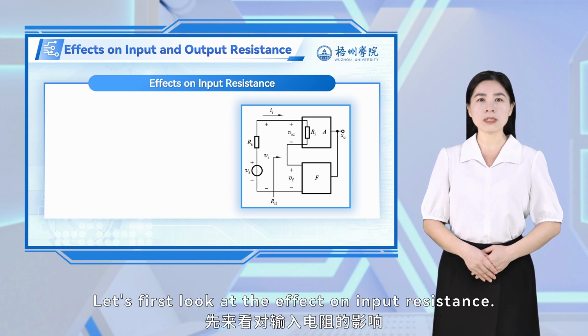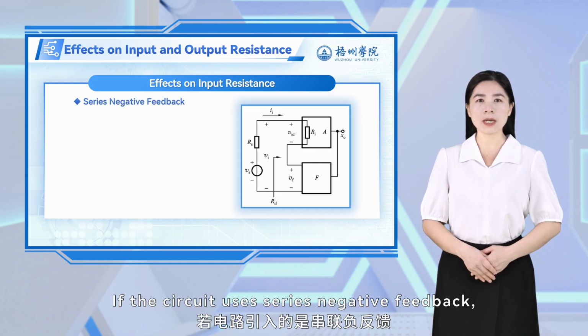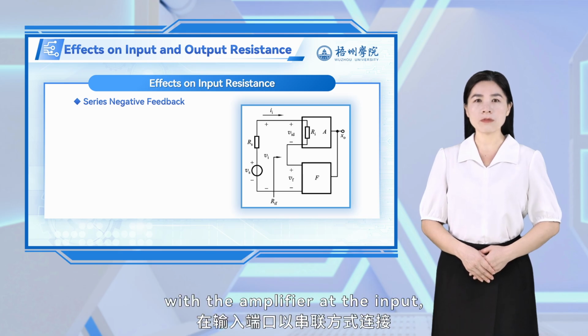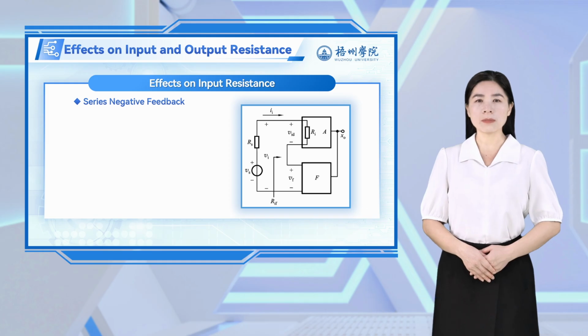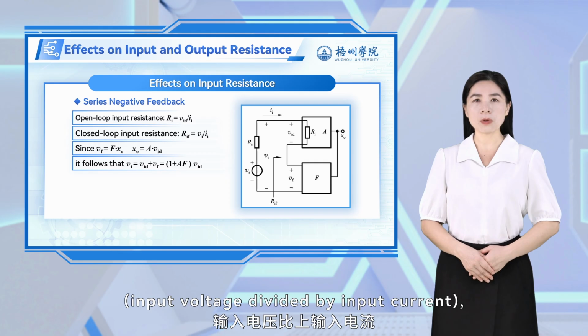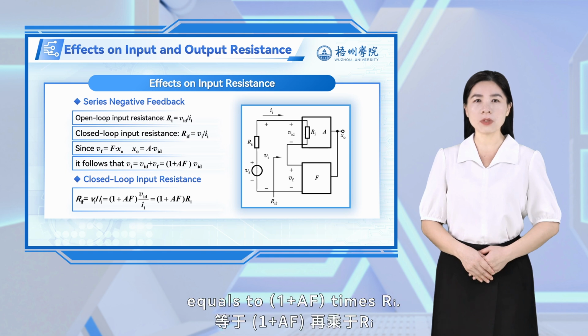Let's first look at the effect on input resistance. If the circuit uses series negative feedback, meaning the feedback network is connected in series with the amplifier at the input, the circuit is shown as in the diagram. Based on the definition of input resistance, input voltage divided by input current, we can derive that the closed-loop input resistance Rif equals 1 plus AF times Ri.